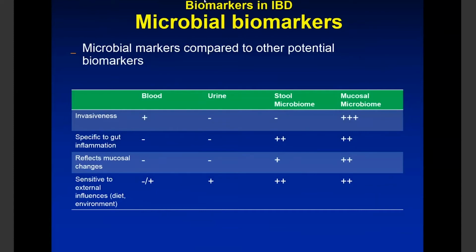In terms of specificity to gut inflammation, clearly microbiome-based biomarkers, whether mucosal or stool, are substantially more specific, directly reflecting what is happening in the intestinal compartment, compared to signatures from blood and urine, which are broadly non-specific and could be seen in a variety of inflammatory states. In terms of sensitivity to external influences, including diet and environment, microbiome-based biomarkers are significantly more labile than blood or urine biomarkers because they are at the point of effect of diet and various environmental factors.